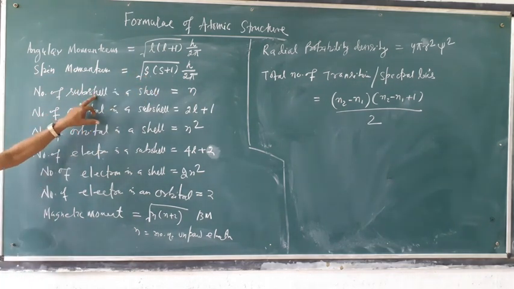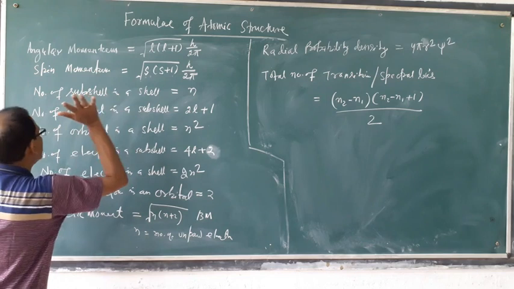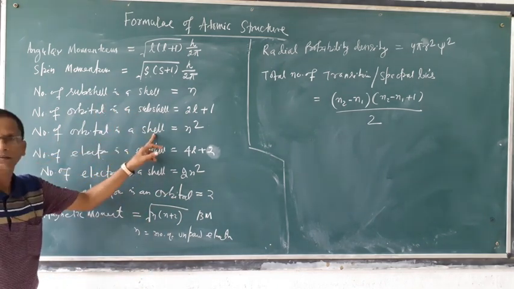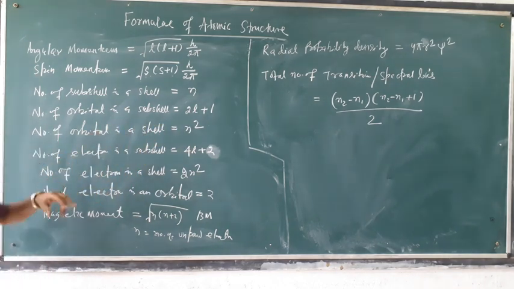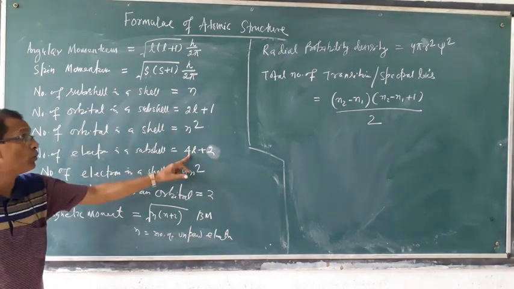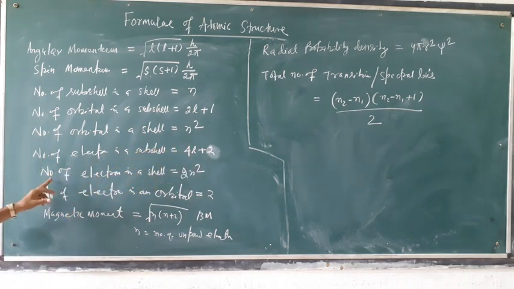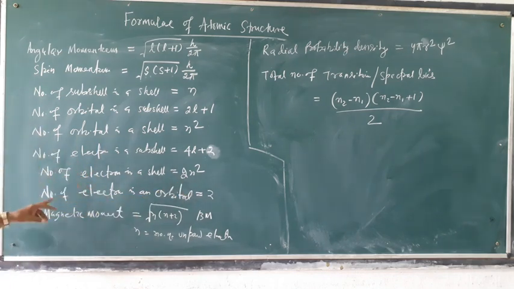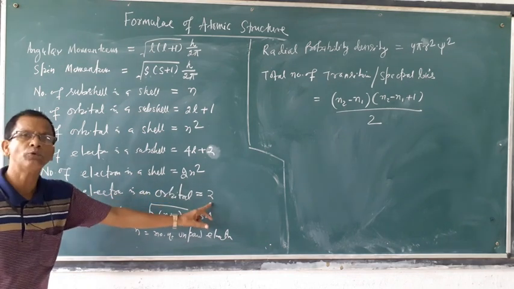Number of subshells in a shell is equal to n. Number of orbitals in a subshell is equal to 2l plus 1. Number of orbitals in a shell is equal to n square. Number of electrons in a subshell is equal to 4l plus 2. Number of electrons in a shell is equal to 2n square. Maximum capacity of a shell. Number of electrons in an orbital, maximum 2.